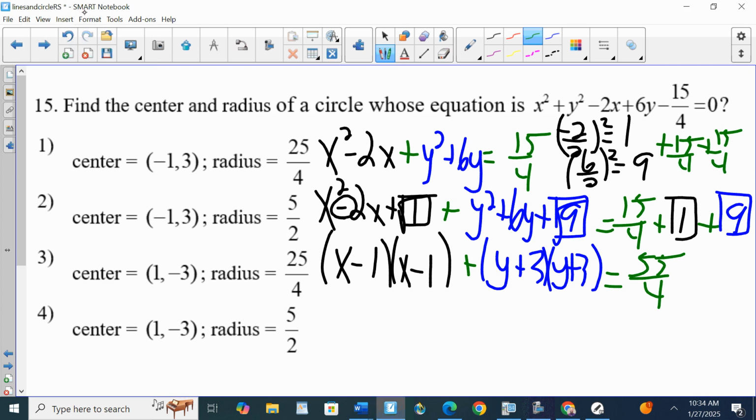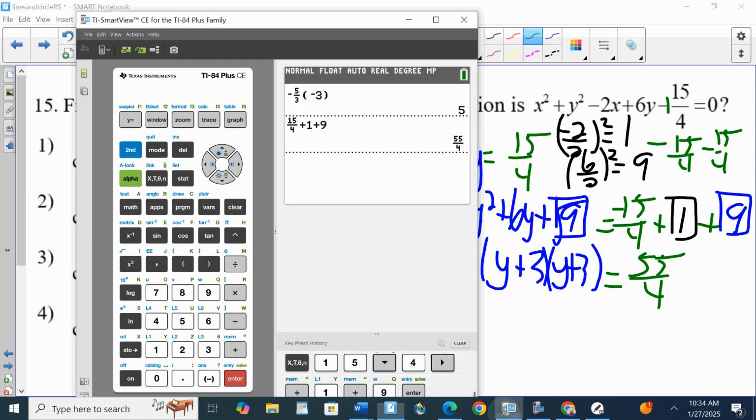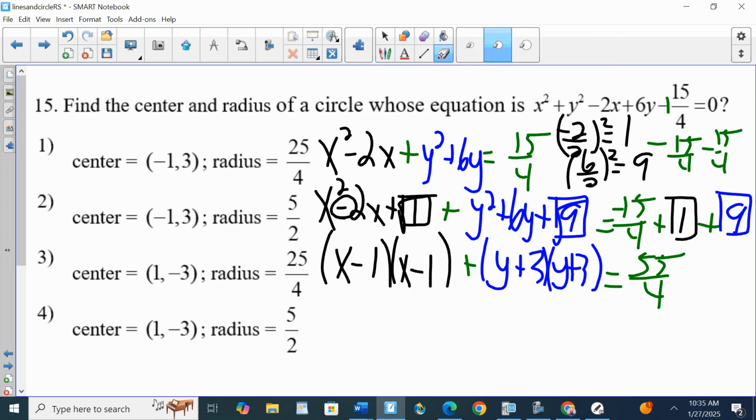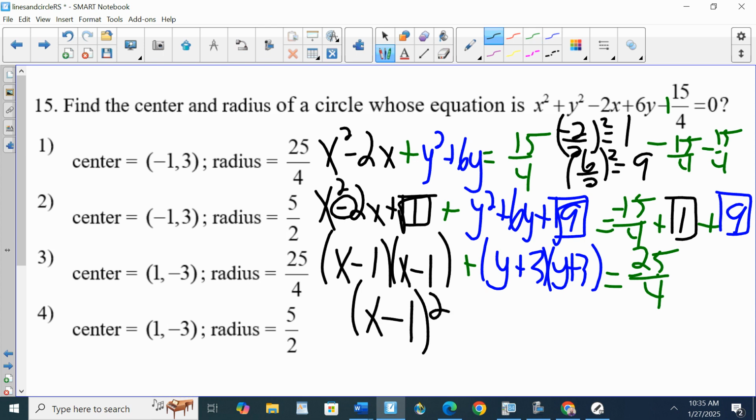I'm sorry, I just realized there was a small typo. This was supposed to be plus, so this was minus, so negative 15 over 4. Plus 1 plus 9 is 25 over 4. And now I rewrite as a binomial squared, x minus 1 squared, plus y plus 3 squared, equals 25 over 4.